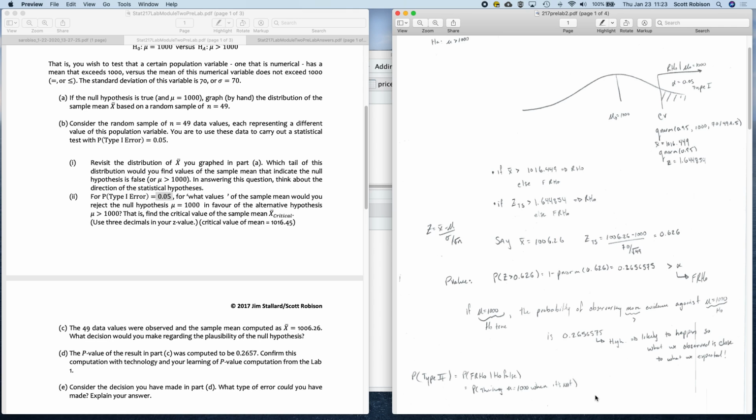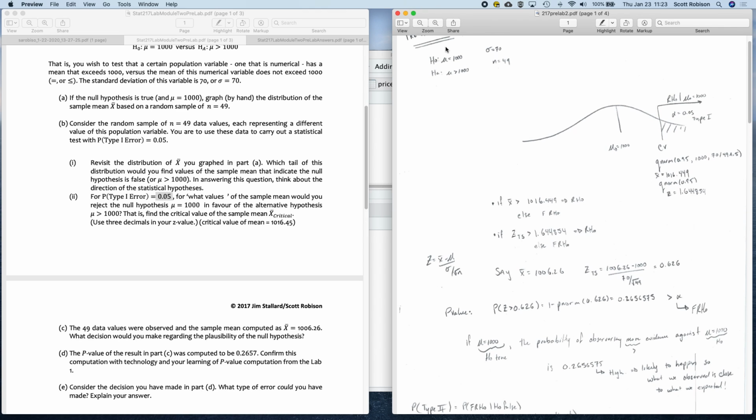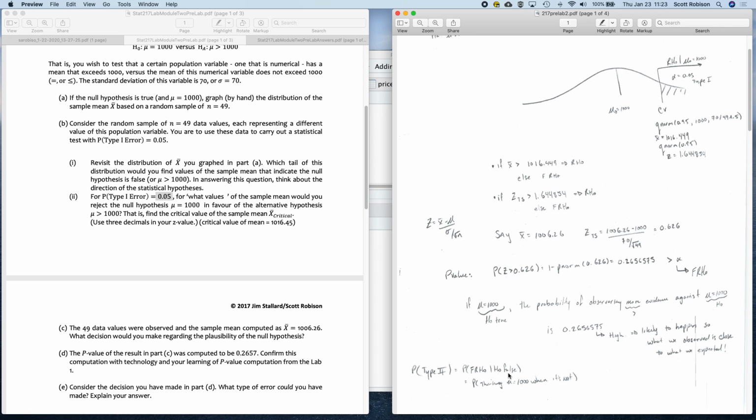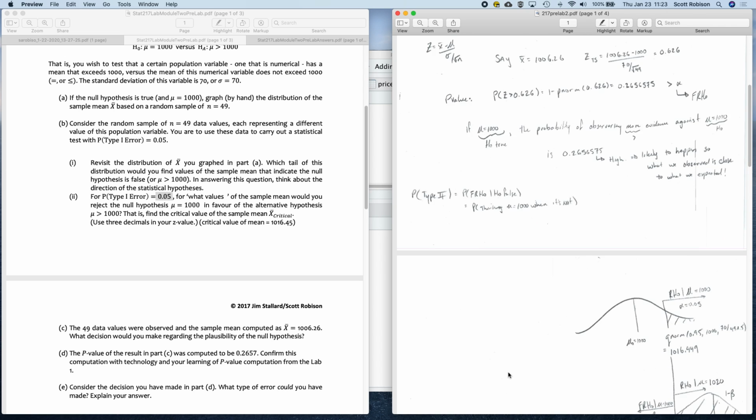We're asked to describe what type 2 error is. So generally speaking, type 2 error would be failing to reject the null hypothesis when it's false. In this case, what would failing to reject the null hypothesis be? Here's the null hypothesis. If we fail to reject that, then I guess we would believe that mu really is 1,000. So here, type 2 error would be thinking that mu is 1,000 when it's actually not, okay? When the null hypothesis is not actually correct.